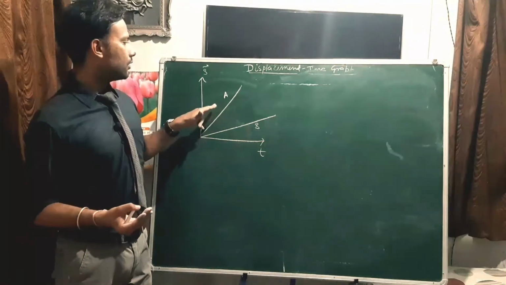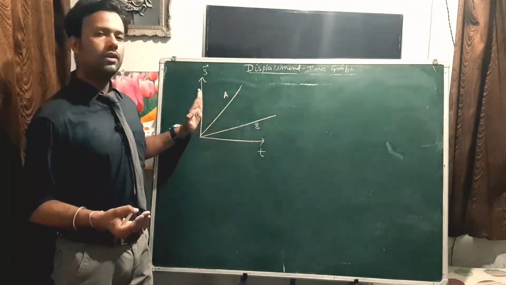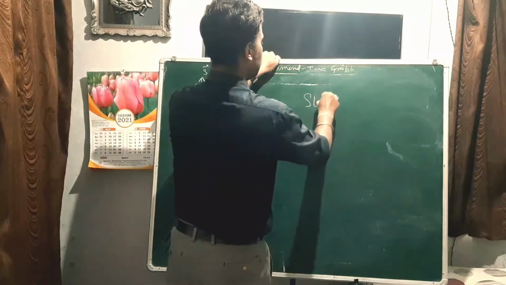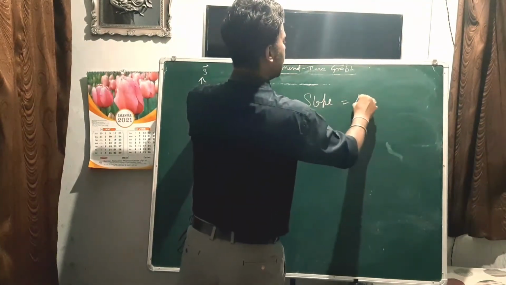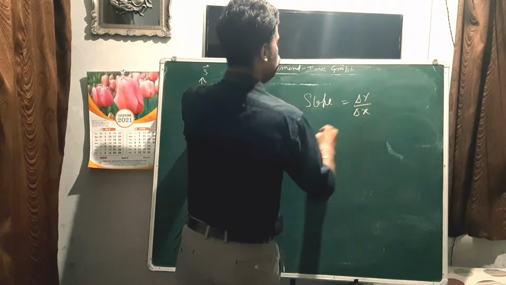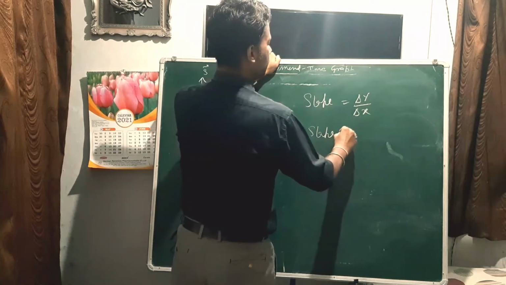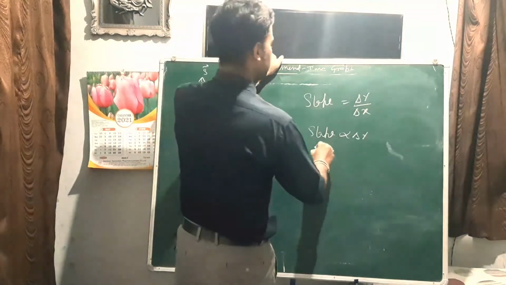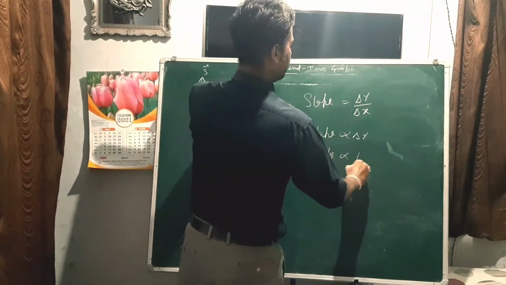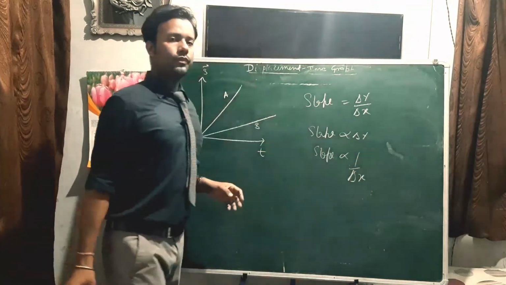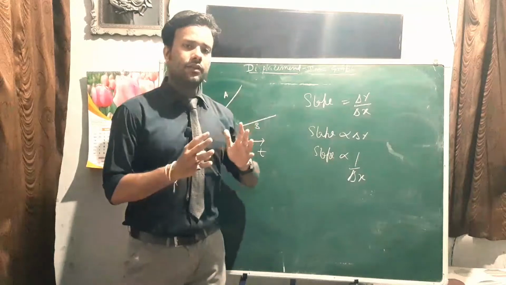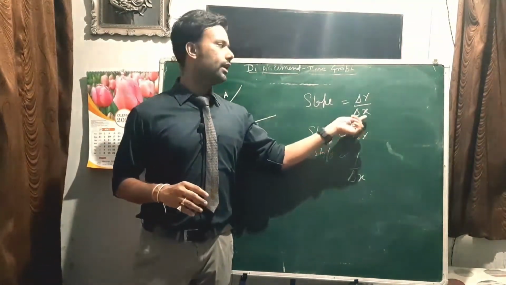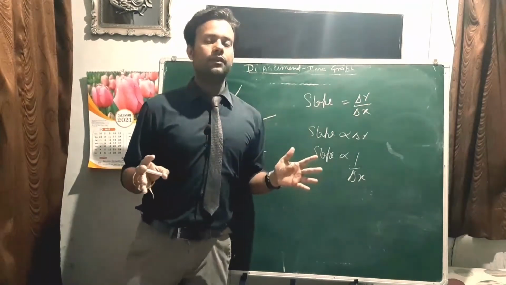Obviously you can see that graph A, the line A, is more toward the y-axis. So basically slope is equal to del y upon del x. That means slope is proportional to del y and inversely proportional to del x. So if a slope is sharply increasing, that means del x is too small and del y is big, so the slope will be more.